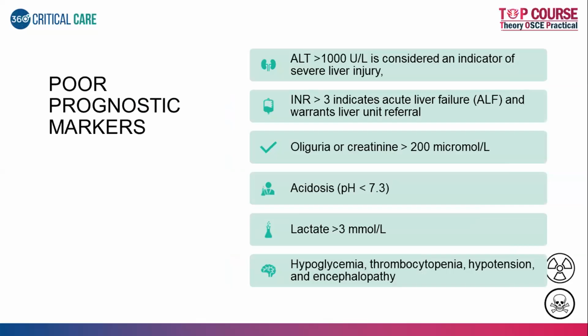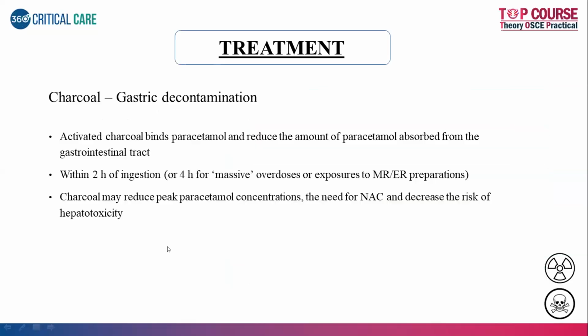Now coming to poor prognostic markers. What are the poor prognostic markers? ALT levels more than 1000, INR more than 3. If the patient has AKI with oliguria, pH less than 7.3, lactate more than 3, and features like hypoglycemia, thrombocytopenia, severe hypotension, and encephalopathy. All these are poor prognostic markers.